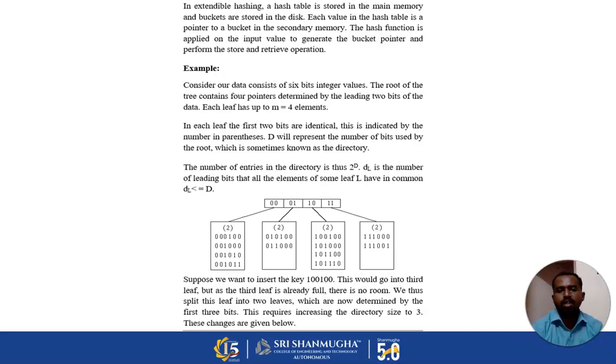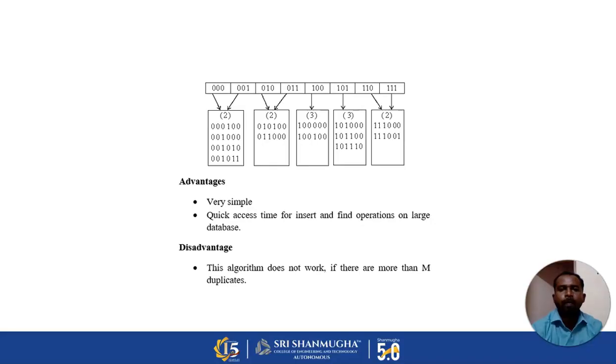Suppose we want to insert the key 100100. This would go into the third leaf, but as the third leaf is already full, there is no room. We split the leaf into two leaves, which are now determined by the first 3 bits. This increases the directory size to 3. These changes are given below.